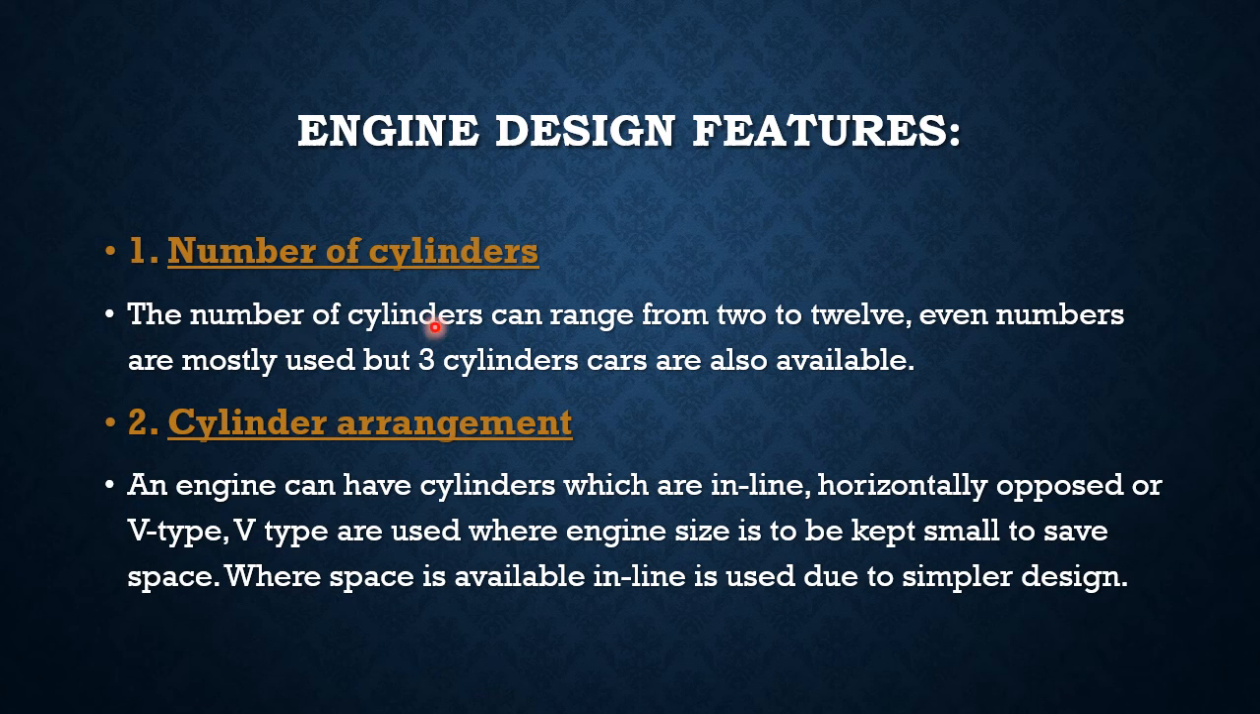The number of cylinders can range from 2 to 12. Mostly the passenger vehicles use 4-cylinder engines. Cylinder arrangement is according to the size of the engine. When more than 4 cylinders are to be incorporated, then the size of an engine is an issue. So in that case we can use V-type engines.